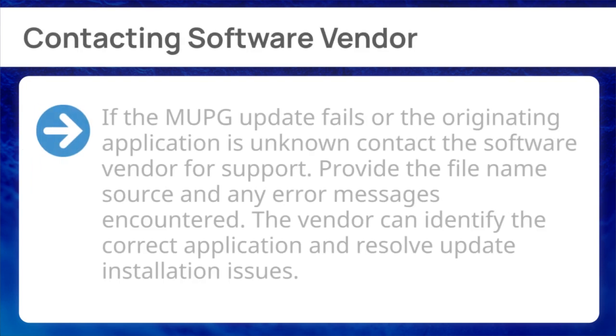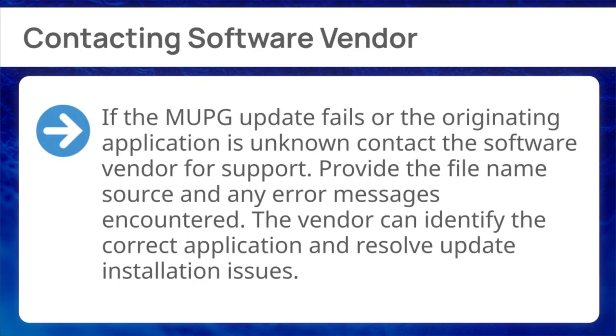Finally, contacting the software vendor. If the MUPG update fails or the originating application is unknown, contact the software vendor for support. Provide the file name, source, and any error messages encountered. The vendor can identify the correct application and resolve update installation issues.